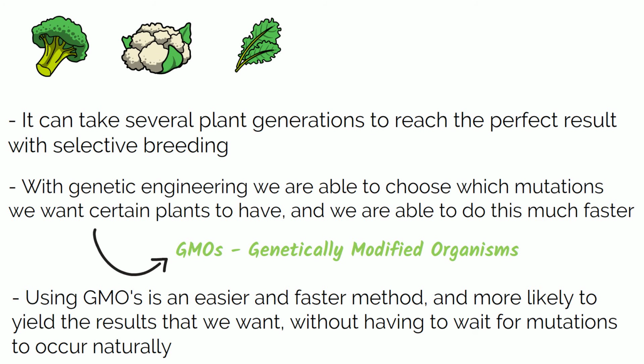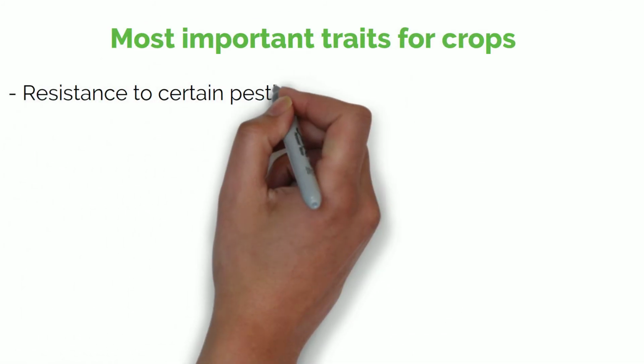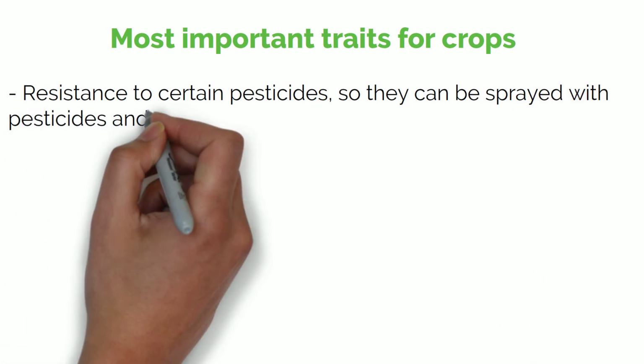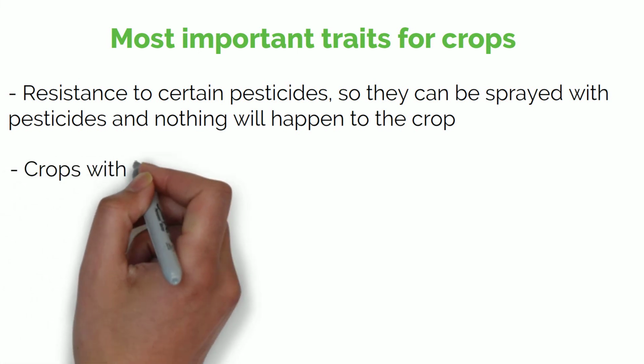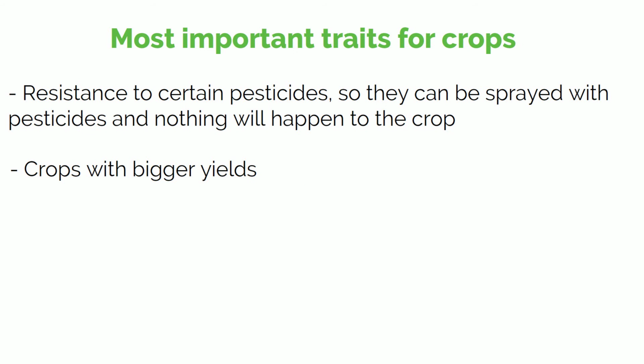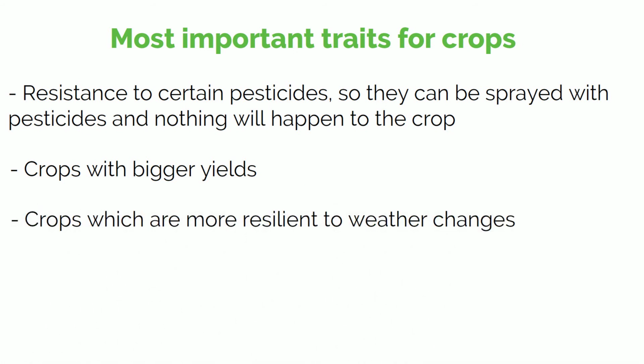The most researched traits for GMOs are resistance to certain pesticides, so that way plants can be sprayed with pesticides and nothing will happen to the crop, only the actual pests. Other sought-after traits are crops with bigger yields and also crops which are more resilient to weather changes.